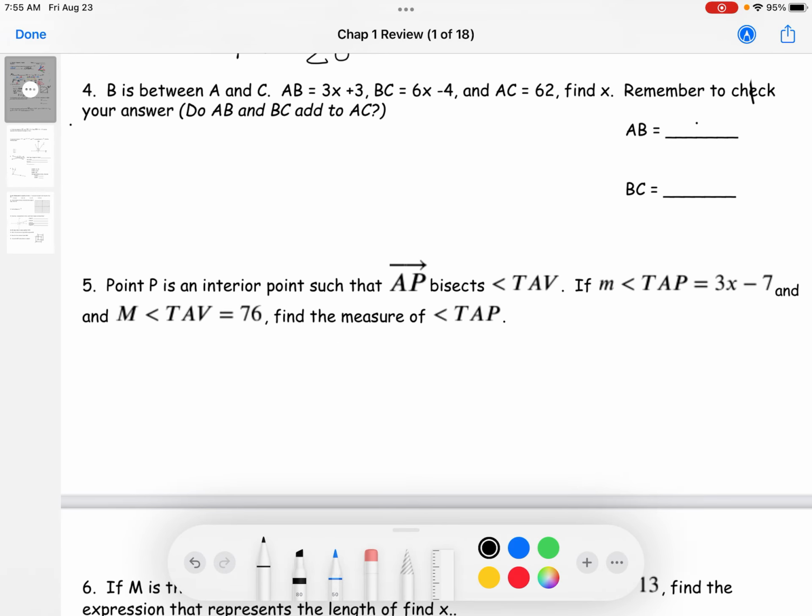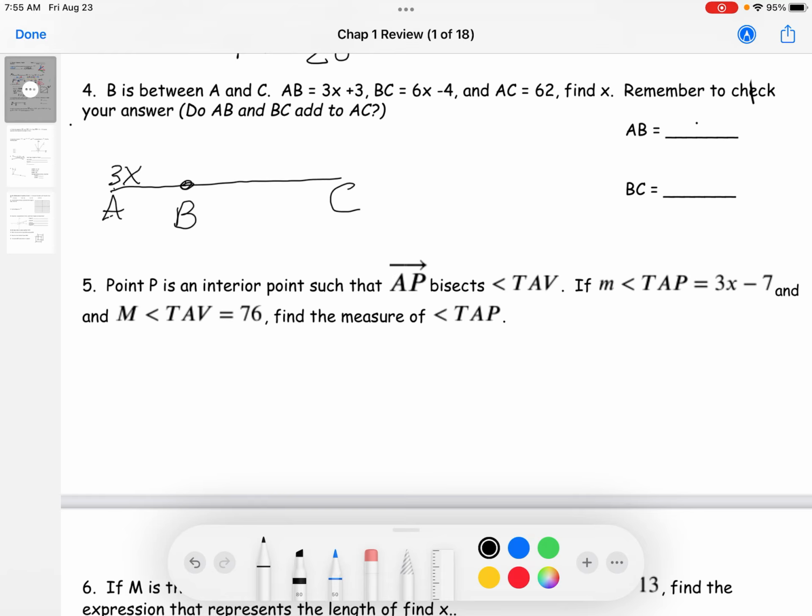So I'm going to draw a segment AC. And B is between them. Okay, B is not necessarily halfway in the middle or the midpoint. Unless it specifies, it's not always in the middle.